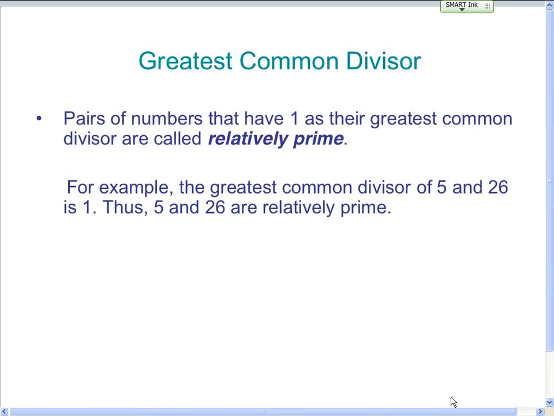Pairs of numbers that have 1 as their greatest common divisor are called relatively prime. It doesn't mean that the two numbers themselves are individually prime, but if they do not have any common divisor, or common divisor of 1, then we say they are relatively prime. For example, we look at 5 and 26. Notice 26 is not prime. However, 5 and 26 together are what we say relatively prime, because they have no common divisor except for 1.